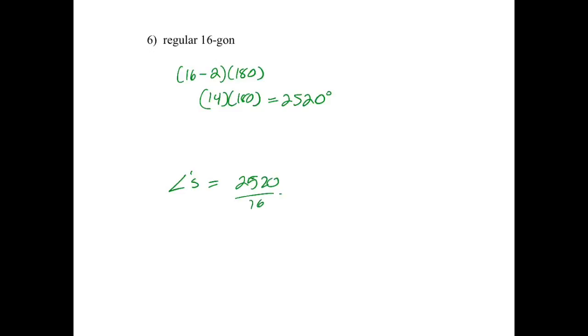Again, a regular 16-gon. So this is 16 minus 2 times 180, so 14 times 180. 14 times 180 is 2520. For each angle, 2520 divided by 16 is 157.5 degrees.